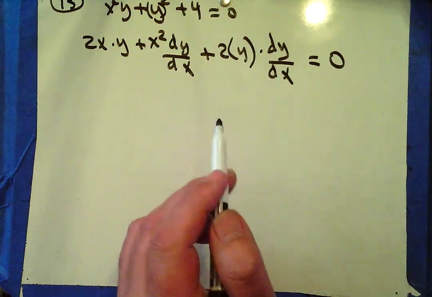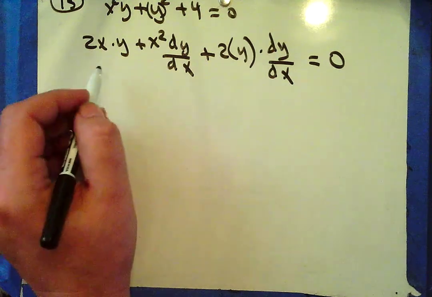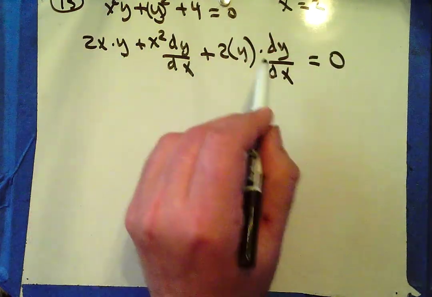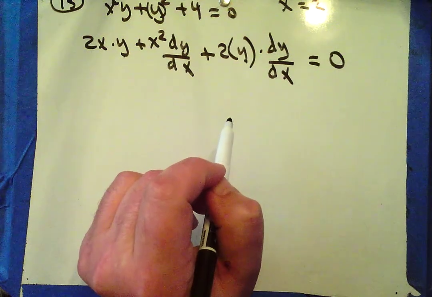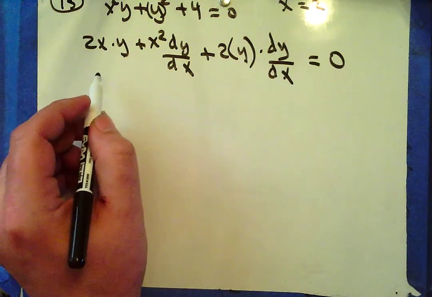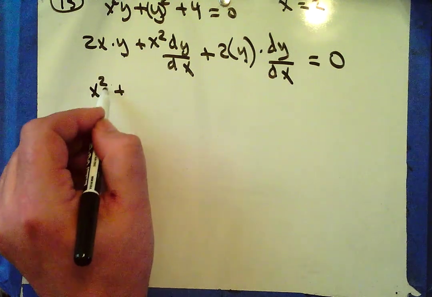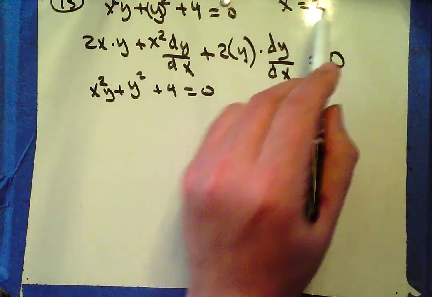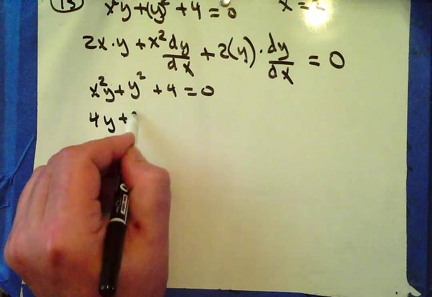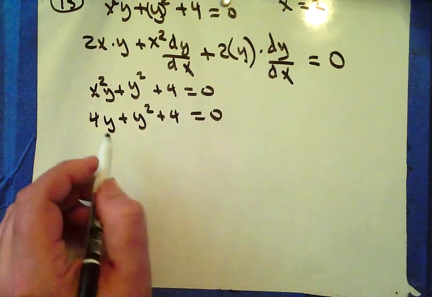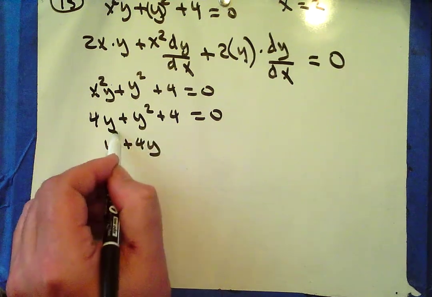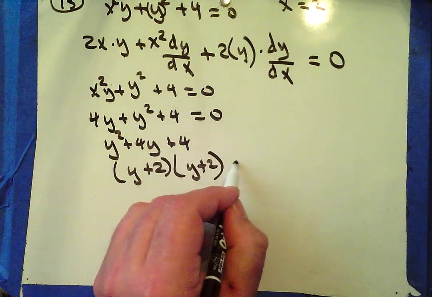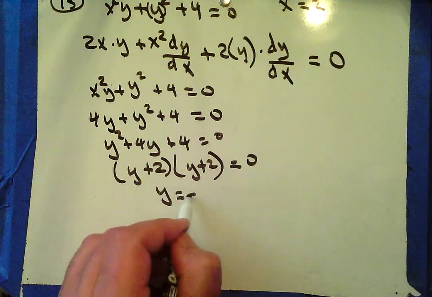So, what's the value of dy/dx when x equals 2? But wait a minute, I need a y value here. Well, let's think about this for a second. I have this original relationship given as x squared y plus y squared plus 4 equals 0. If I plug my 2 in here, I get 4y plus y squared plus 4 equals 0. That gives me y squared plus 4y plus 4, which factors as (y plus 2) squared, and so I know that y equals negative 2.